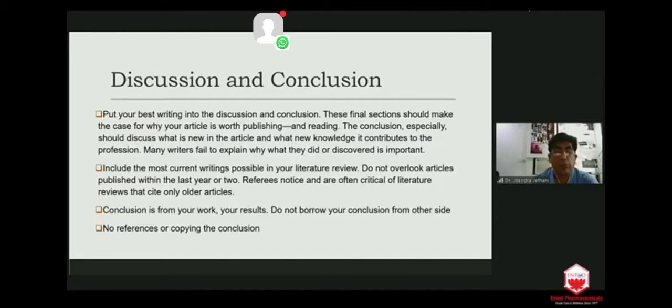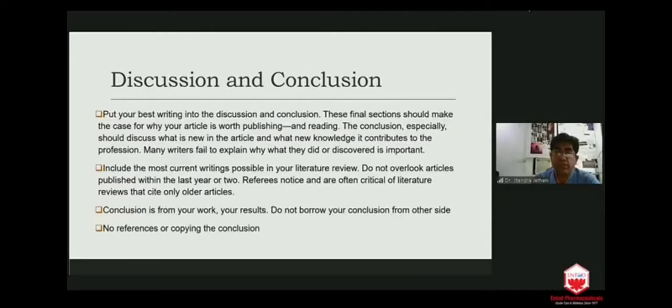Referees also have software. They also go on PubMed and search what is already available and what has been published on the same topic. And they are often critical of literature reviews that cite only older articles, because they say that if some area of research has already been published 20 years back and has not been taken up, it shows that there is not much juice in it. So try to cite recent articles.